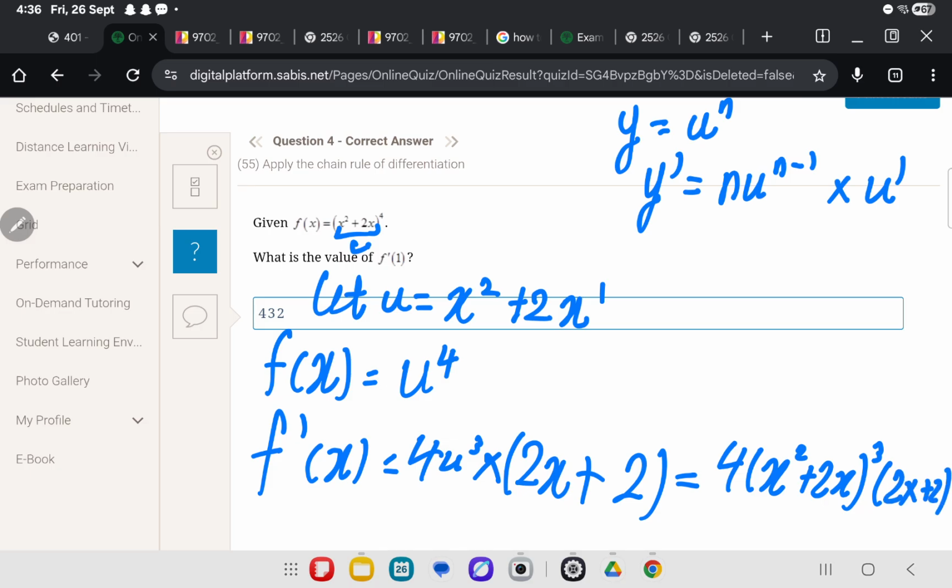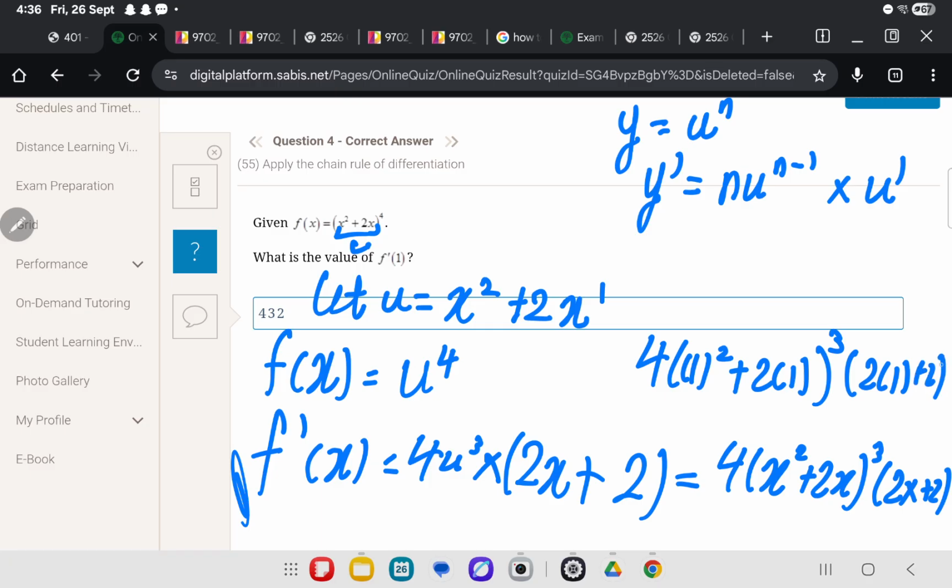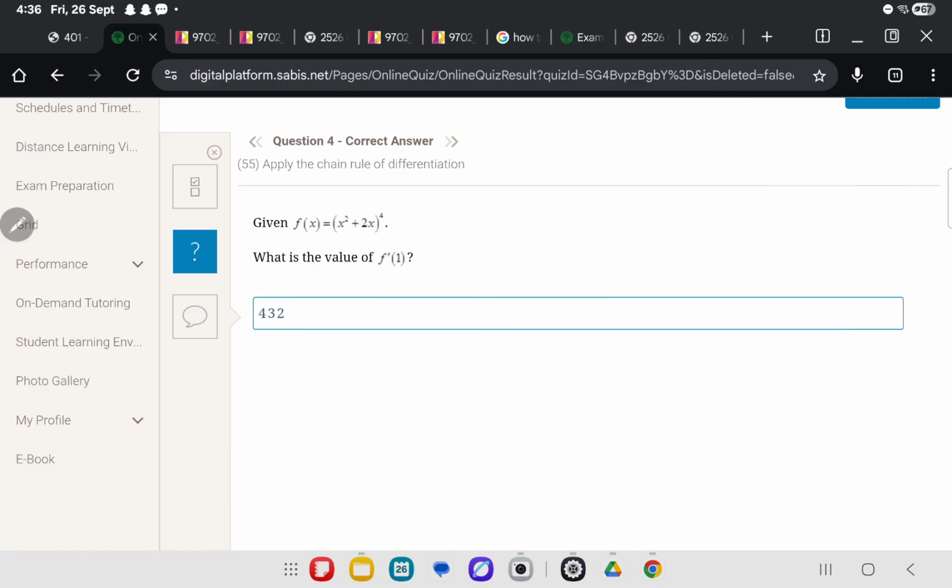Now, I'm going to substitute 1 into f prime of x, so 4 times 1 squared plus 2 times 1, and then all cubed. Remember, you have to write in a bracket. So this is actually going to be something like this: 4 times (1 squared plus 2 times 1) cubed times (2 times 1 plus 2). This should look something like this on your calculator. Doing this on your calculator will give you 432, which is our correct answer.